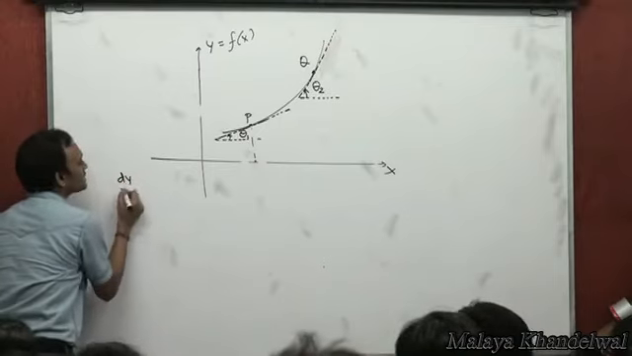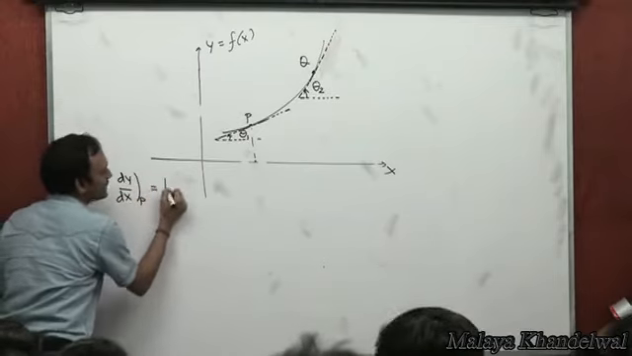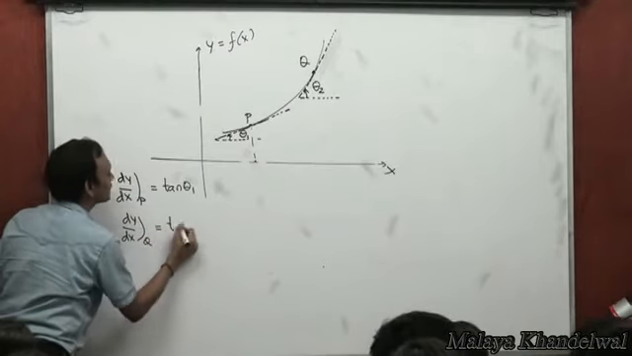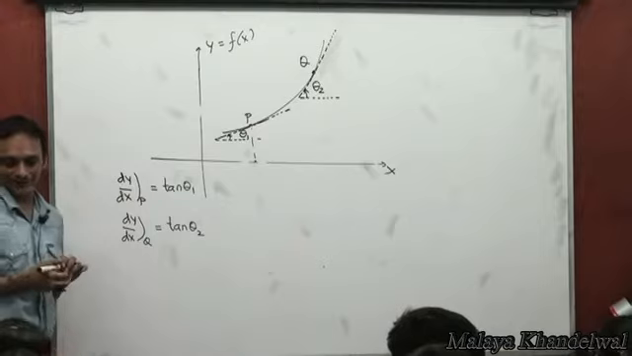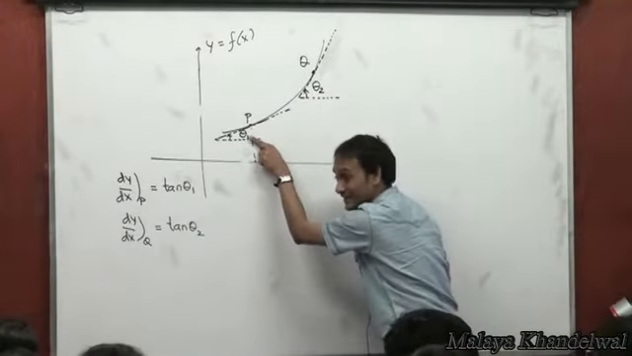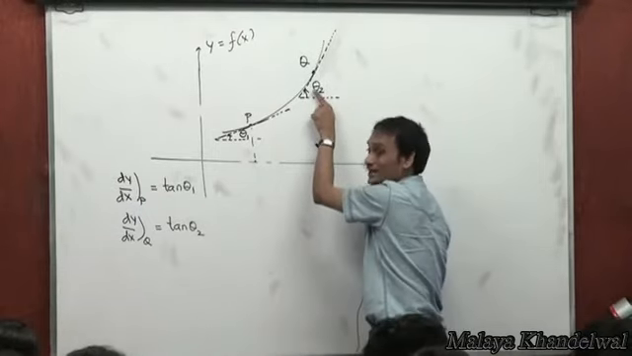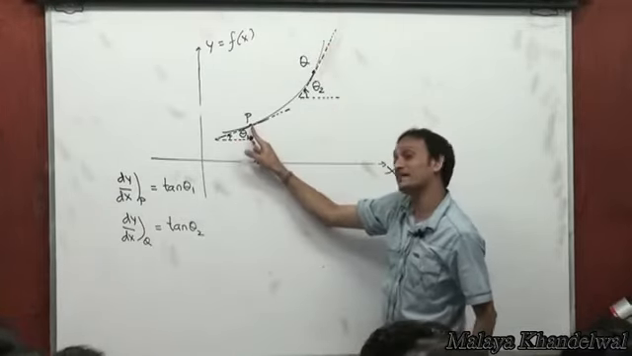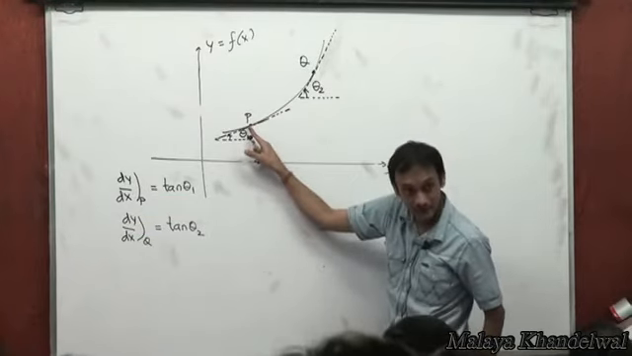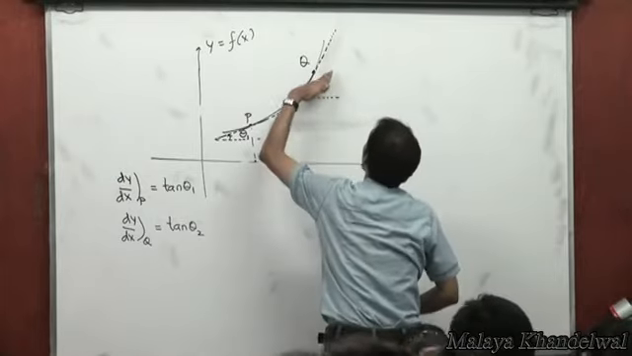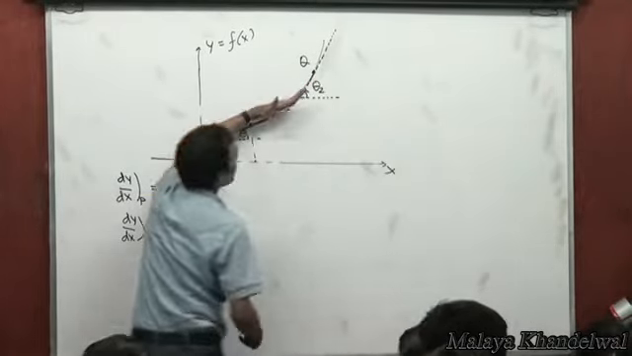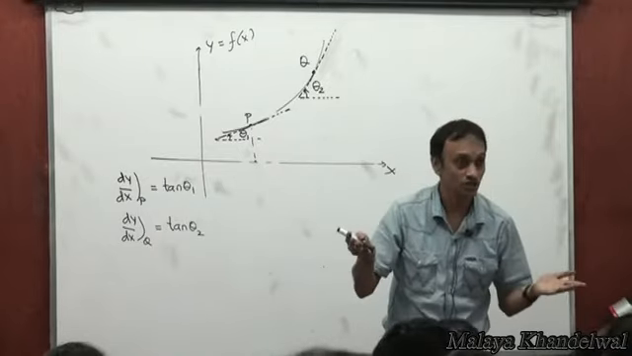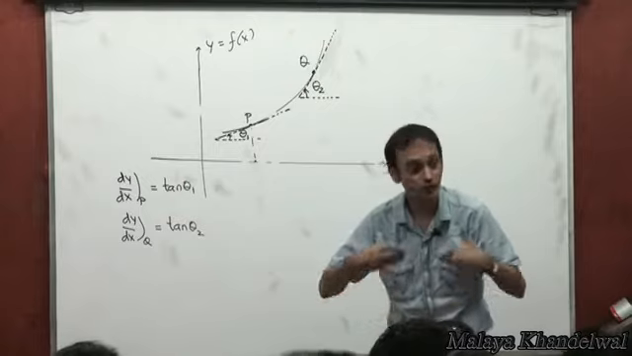See, dy dx at P, the instantaneous rate of change of y with respect to x at P, is going to be tan theta 1, whereas at Q it is going to be tan theta 2. So, which is greater, tan theta 2 or tan theta 1? Q, because theta 2 is larger than theta 1 in this figure, so tan theta 2 would be larger than tan theta 1, and therefore dy dx at Q will be more than dy dx at P. So, the steeper the tangent gets, the more is the rate of change of y with respect to x. This was a gentler tangent, this was a steeper tangent. The higher the slope, the greater would be the value of dy dx.